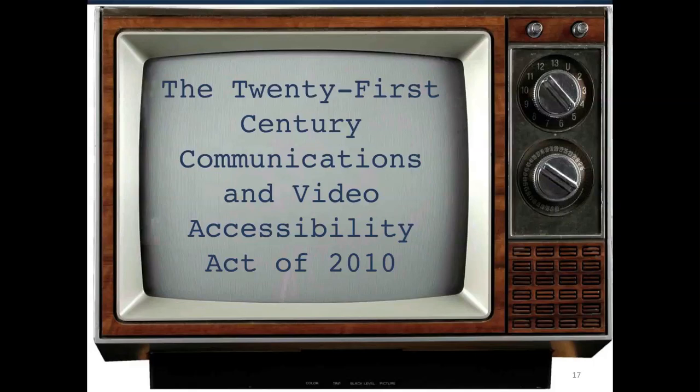The CVAA follows a string of laws passed in the 80s and 90s that were designed to ensure that telephone and television services would be accessible to all Americans. But these laws were not able to keep up with the fast-paced technological changes that our society has witnessed over the past decade. The new law contains groundbreaking protections to enable people with disabilities to access broadband, digital, and mobile innovations, the emerging 21st century technologies for which the Act is named.